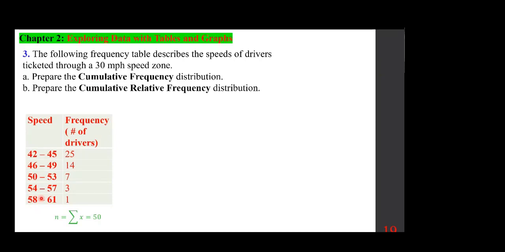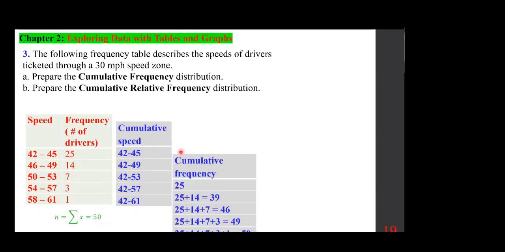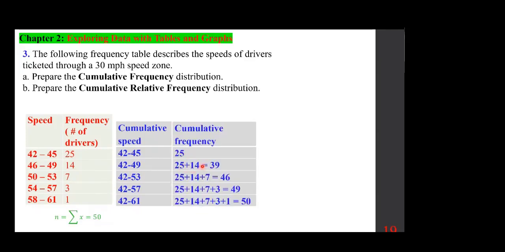So everything starts with 42, and now we keep on adding. The first one remains as 25, remember that. This one is 25 and 14, then with 7 all the way to the end. What happens is, if we do this properly, the last one must always be equal to 50, or n. Whatever n is, the last one. This is how we come up with the cumulative frequency.